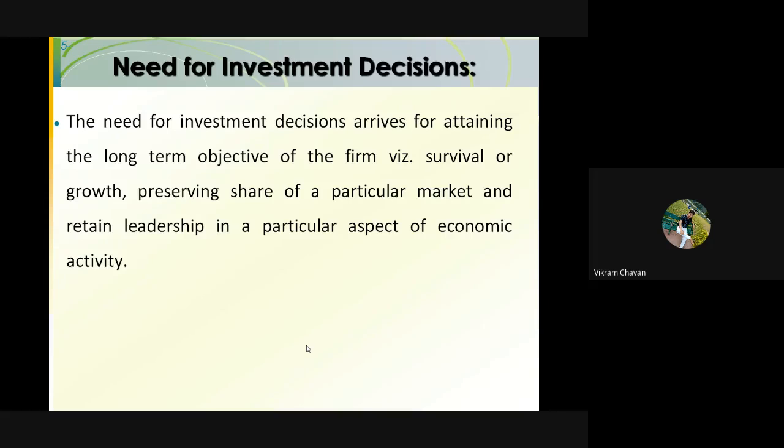What is required in the future and what will be the demand in the future; change the manufacturing system, or change the firm's stream according to that direction, to cope up with the situation. So investment decision will be helpful for the firm to survive in that particular sector, in that particular field, and to increase the profit of the firm.